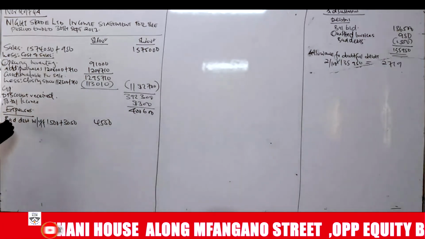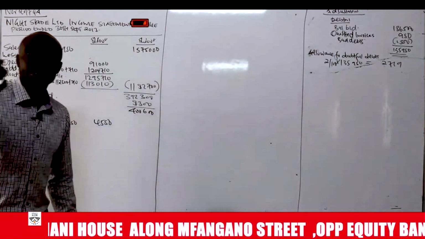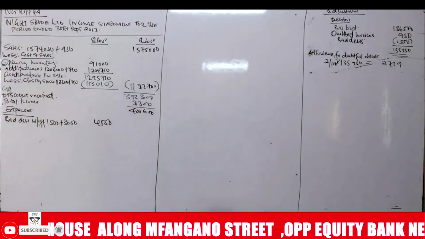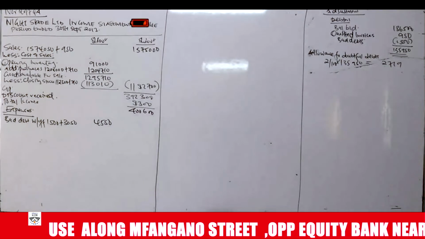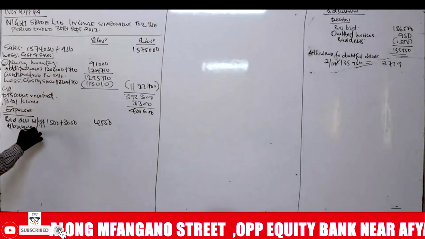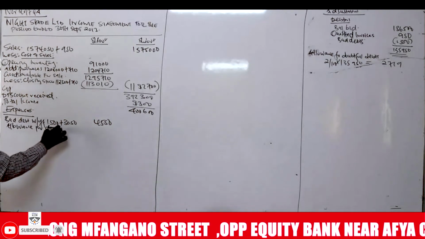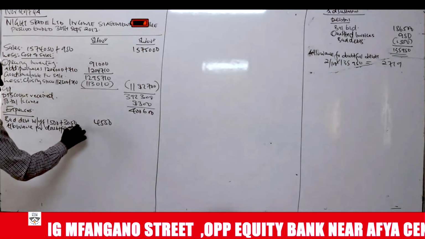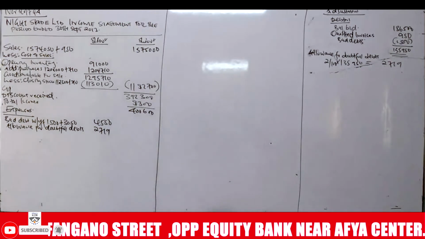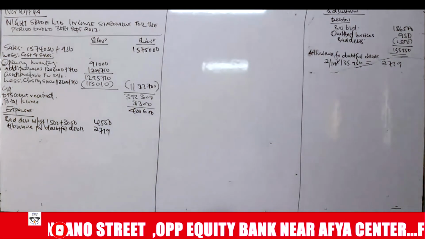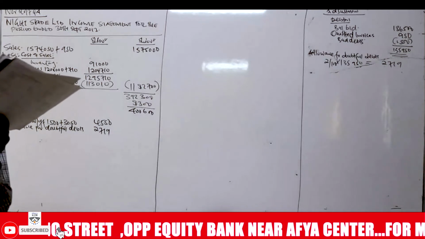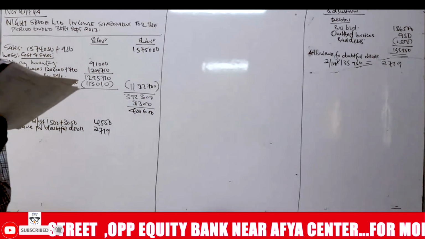And then we have allowance for doubtful debts. If you're creating for the first time, the entire amount is an expense. How do you know that you're creating it for the first time? We don't have any value of the same in the trial balance, isn't it? So we write here allowance for doubtful debts, which is how much? 2719. Allowance for doubtful debts. Tumeelewana? So we are through with note number 2, number 3 and 4 already done now.